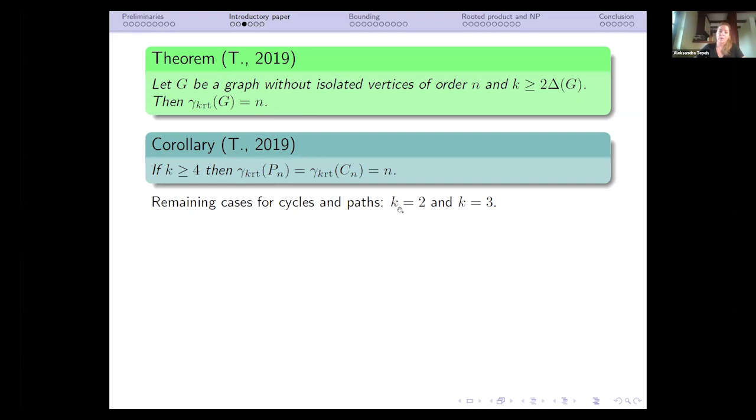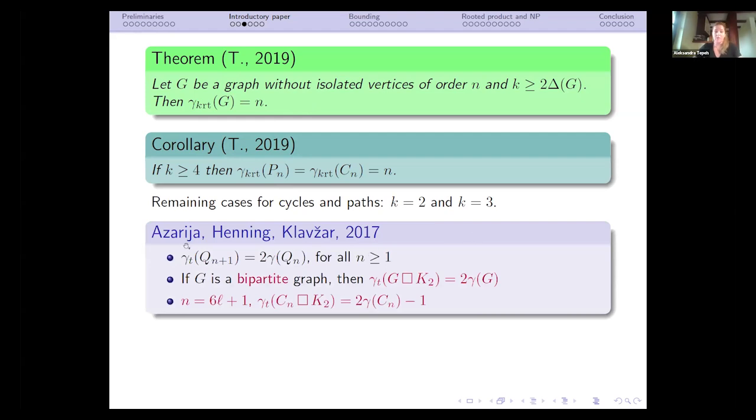But for the case K2, something was already known before this concept was formally introduced, namely by Azaria, Henning, and Claujar. They explored total domination of hypercubes. And along the way they proved this theorem. You will see many times today that if G is a bipartite graph, then the total domination number of the prism over G, or in our language, the 2 rainbow total domination number of G, is 2 times gamma if G is bipartite.